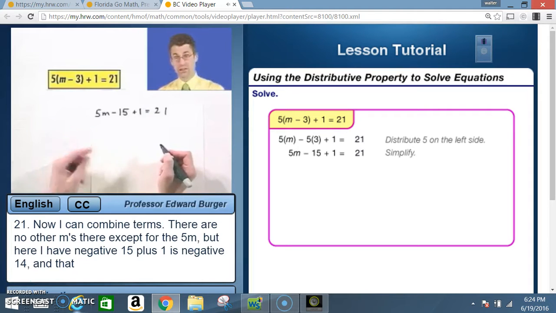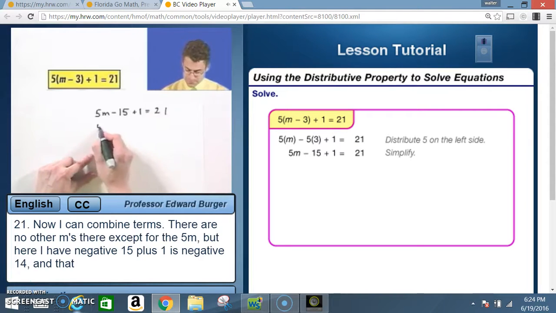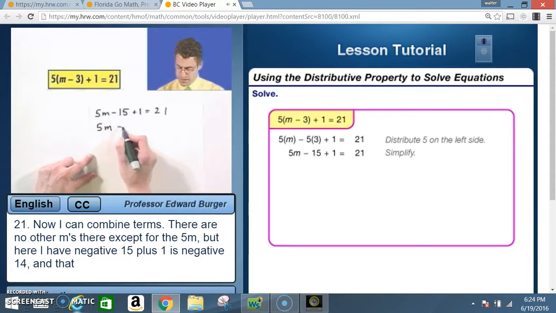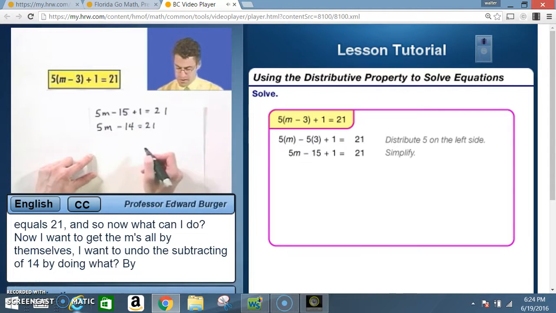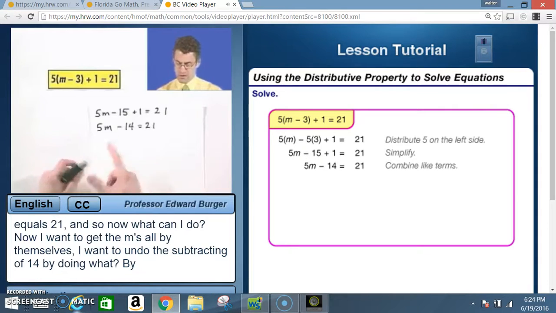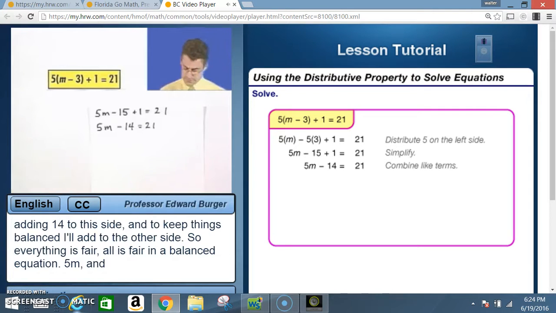All right, well now I can actually combine terms. There's no other m's there except for the 5m, but here I have negative 15 plus 1 is negative 14, and that equals 21. And so now what can I do? Well, now I want to get the m's all by themselves. I want to undo the subtracting of 14 by doing what? Well, by adding 14 to this side.